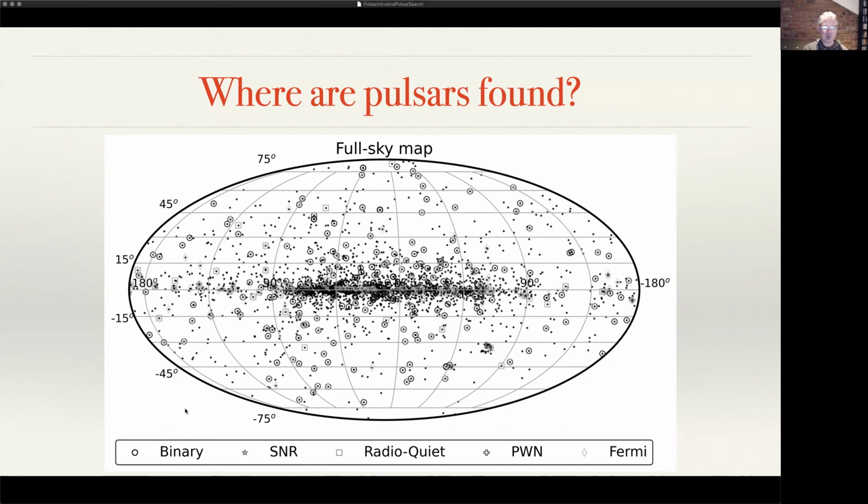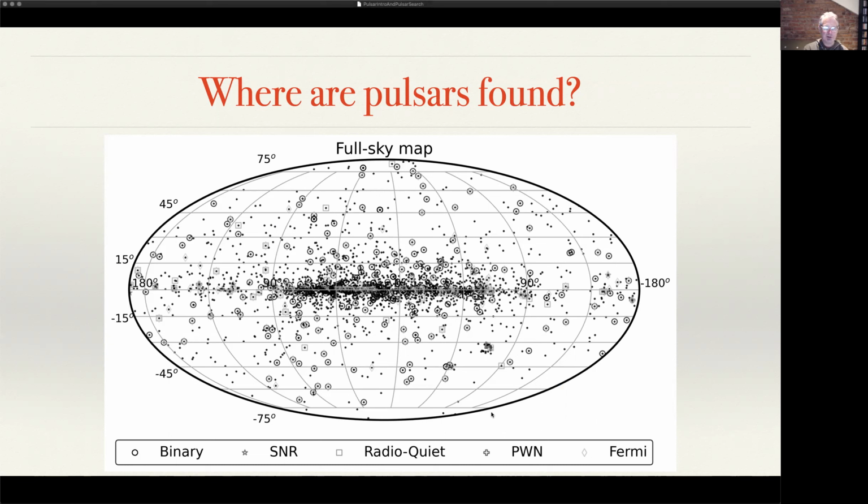You can see here, this is a so-called Aitoff projection onto the galactic coordinates. So this line along here that I'm showing you with my cursor is the galactic plane. And we're looking at the galactic center effectively from the position of the sun. And you can see that the vast majority of the pulsars, these black dots, are located in the plane of our galaxy. Okay, so most pulsars are located in the plane of our galaxy, which is not very surprising because that's where the vast majority of the stars are. So we need stars to form neutron stars, and that's why.